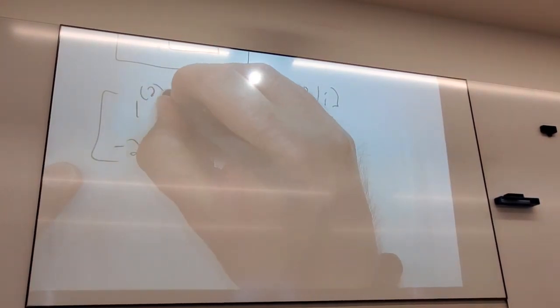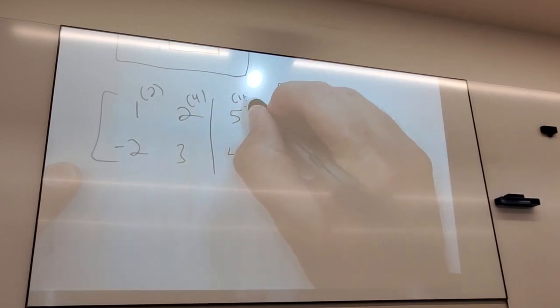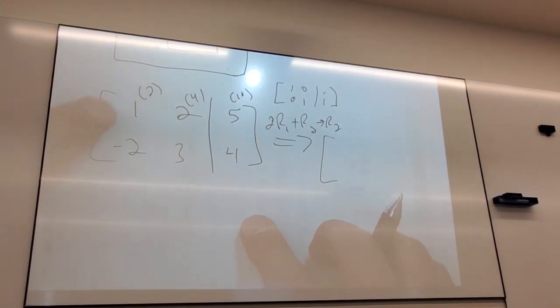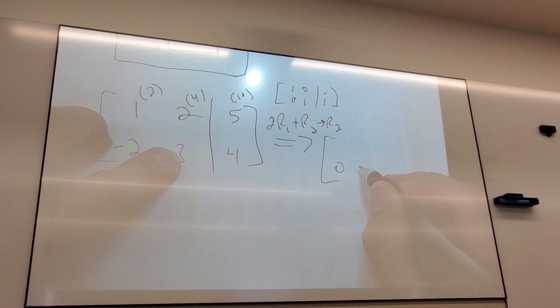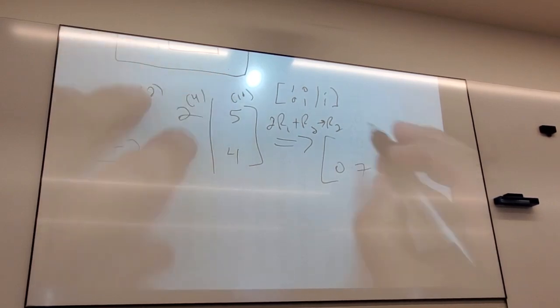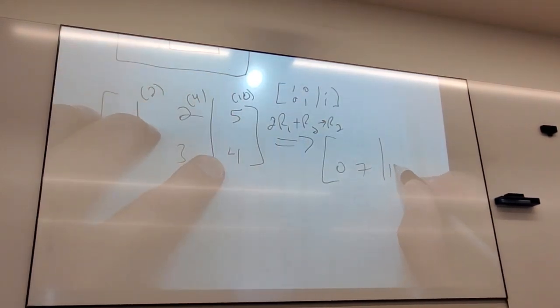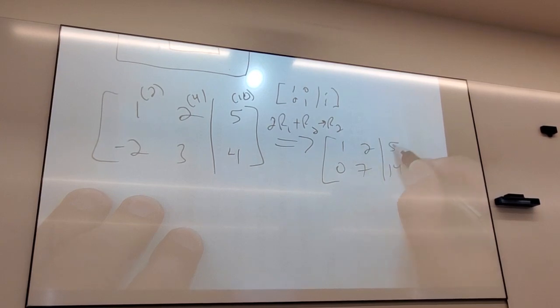So if I double the first row and then add it, 2 minus 2 is 0. 4 plus 3 is 7. If I can read my own writing, 10 plus 4 is 14. Right?